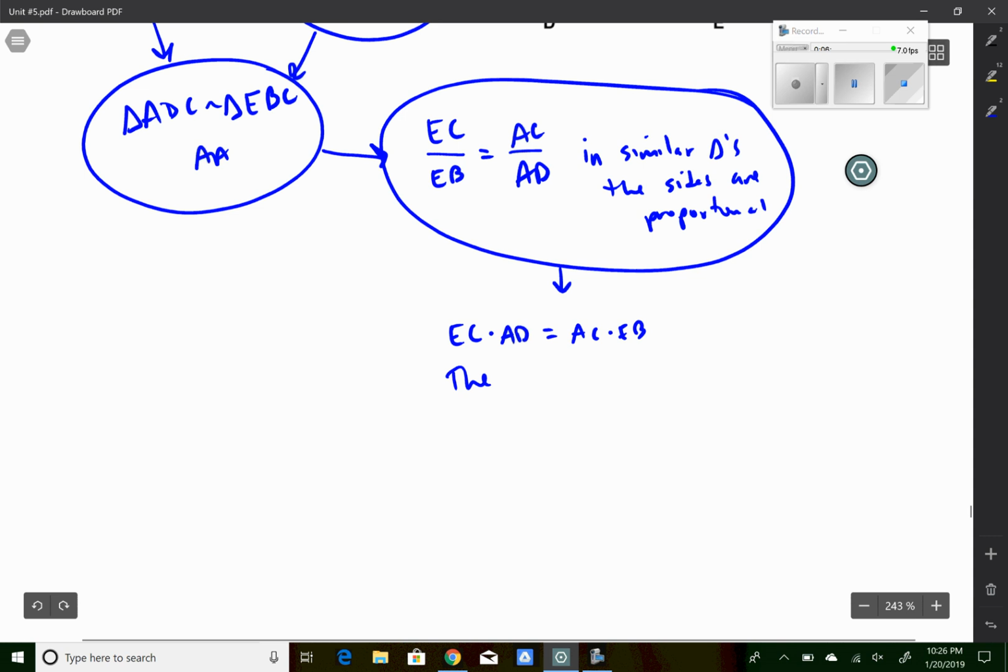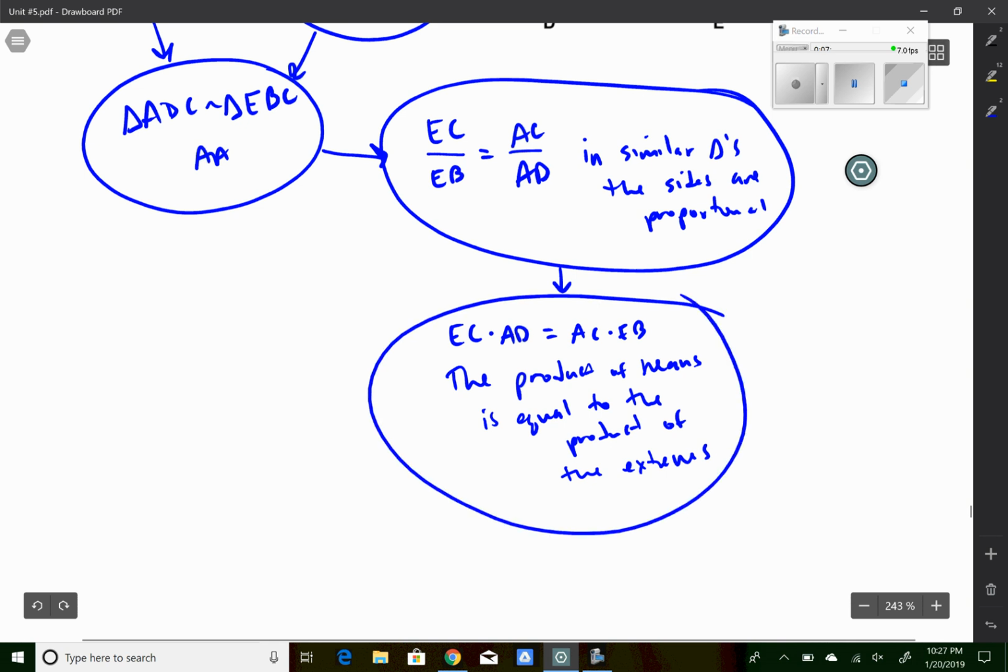helps us spell product, right? Of the means is equal to the product of the extremes. Long sentence, but it's the same every single time.